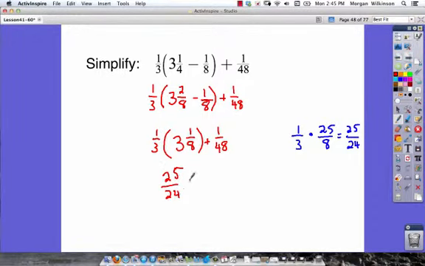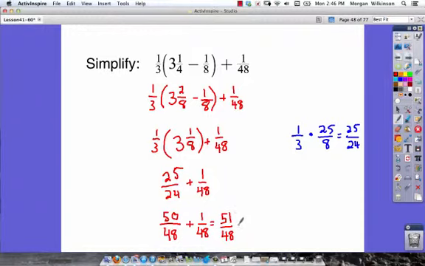So 25/24 plus 1/48. Now this one, we've got to find the least common denominator again. That's the least common multiple of 24 and 48. It must be 48. We're doubling 24 to get to 48, so we double 25 to get to 50. We've got 50/48 plus 1/48. And we're going to get 51 out of 48. Now, we've got to think about what our last step is going to be. Our last step is going to be to simplify.